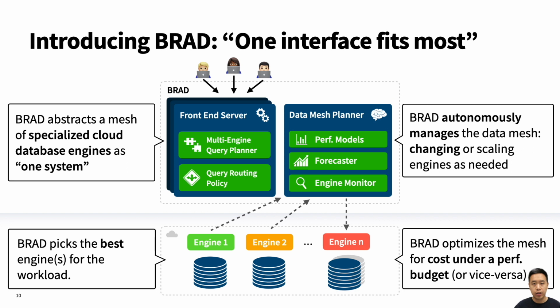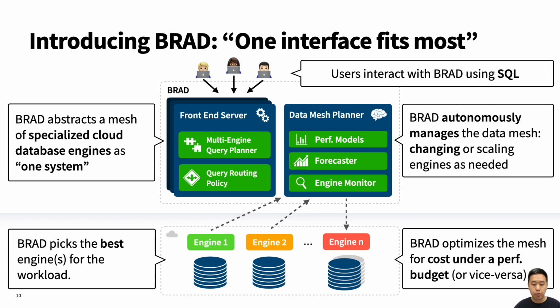Of course, Brad autonomously manages the data mesh. So this means adding, scaling, changing, or removing engines to the mesh as needed. And Brad also optimizes the mesh for performance under a cost budget or vice versa. I also wanted to emphasize here that Brad's data mesh optimizations go beyond just picking an instance size for a provisioned engine. Brad is able to move entire query workloads off of one engine onto another. So it's about picking the engines to put into the mesh, choosing where the queries go, and also considering this in relation to performance and cost, which I'll highlight later in the talk. And finally, users interact with Brad using SQL just as they would any other database system. They see one system, even though under the hood, Brad is implemented using a mesh of specialized engines.